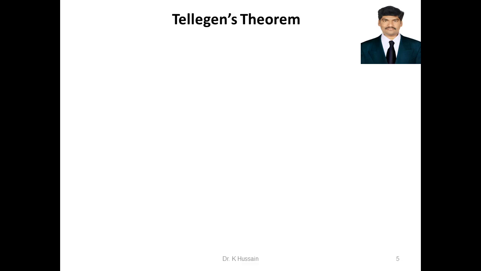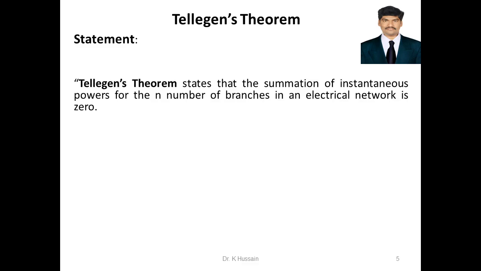Now what does it state? The statement is our first part. Tellegen's theorem states that the summation of instantaneous power for n number of branches in an electrical network is 0. Simply, the summation of powers is equal to 0. That is the simple meaning of this. The summation of instantaneous powers for the number of branches is equal to 0.